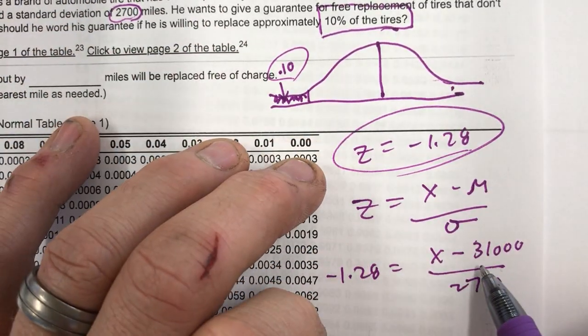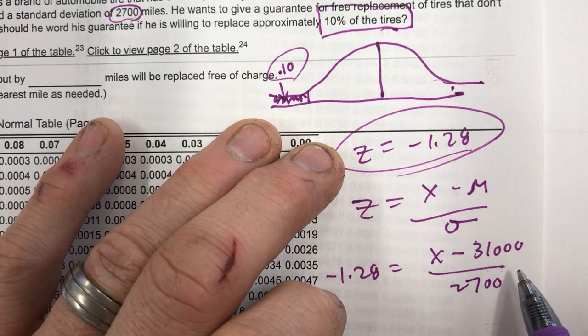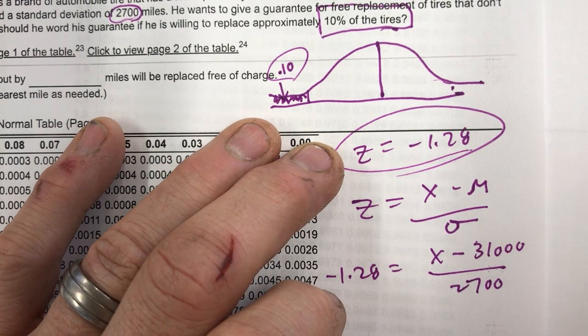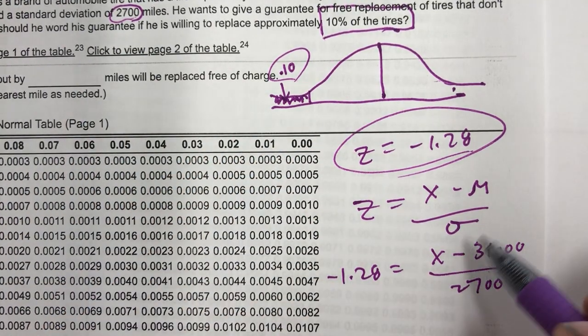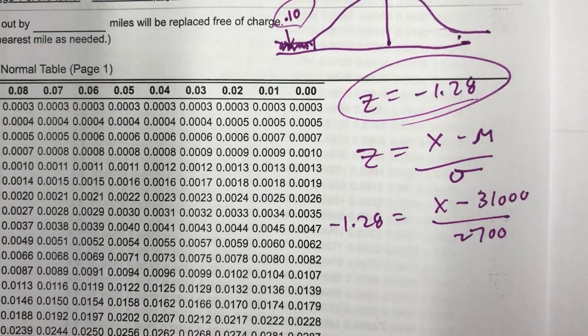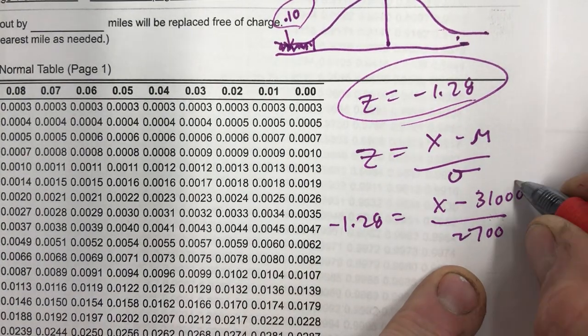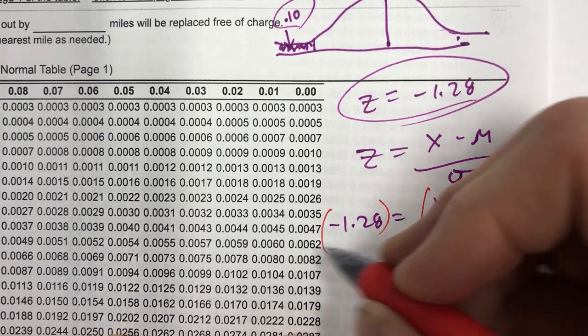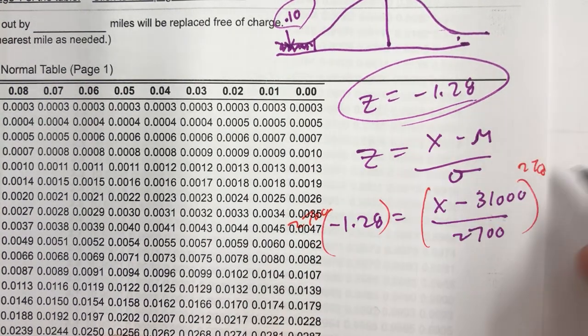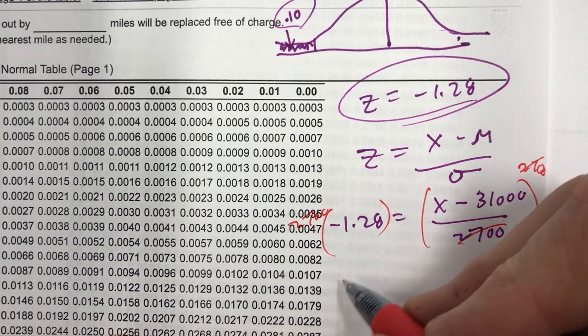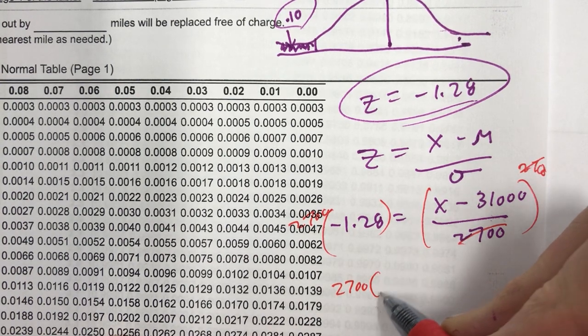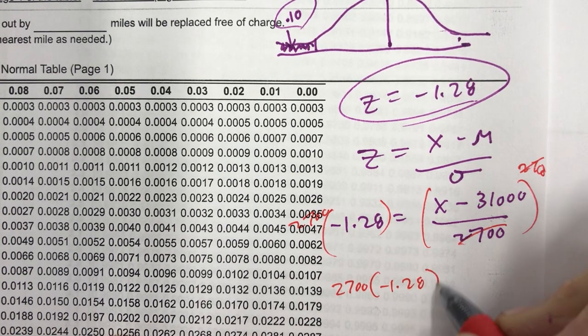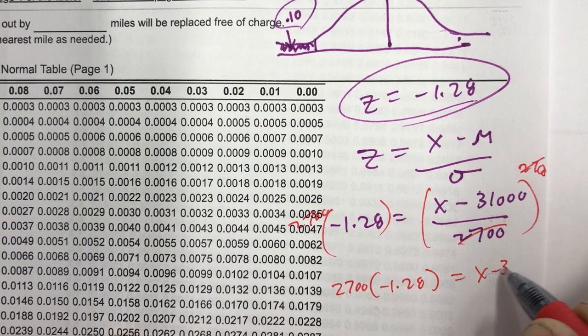What this means now, most tires can take 31,000 miles on average. If you get more than 31,000, you've got more than average. If you got less, well, then you're less than average. So I want to solve this little equation right here. I'm going to multiply both sides by 2,700 to make this cancel off. So we got 2,700 times negative 1.28 equals x minus 31,000.